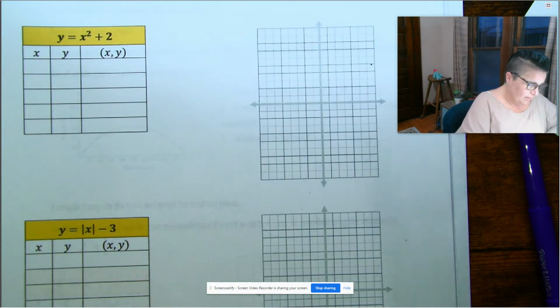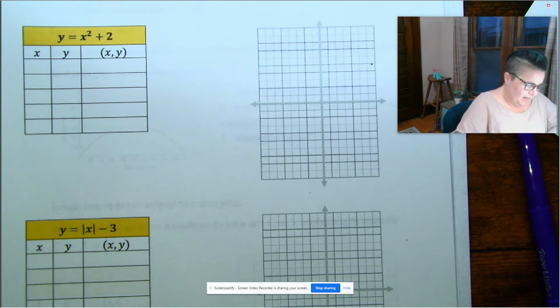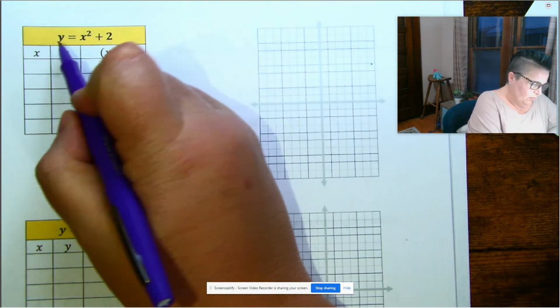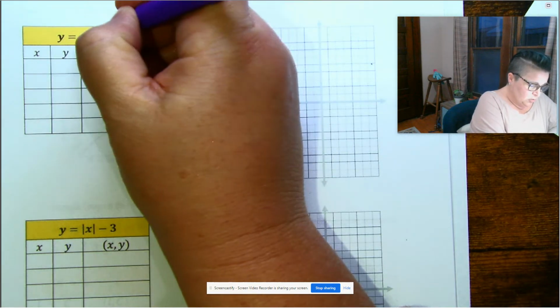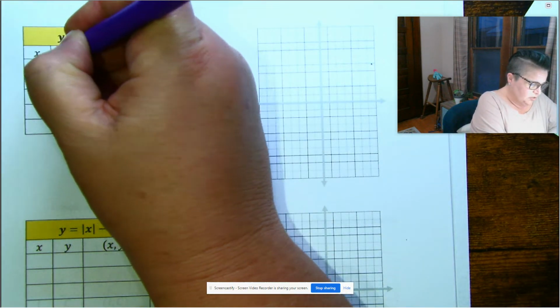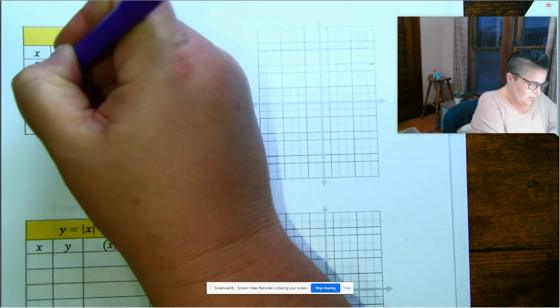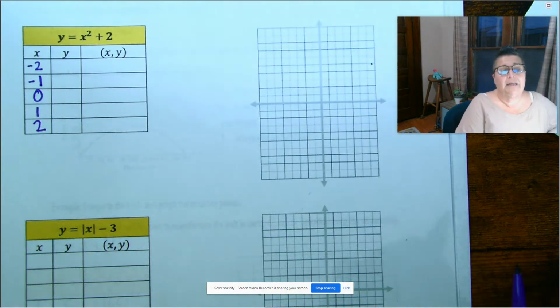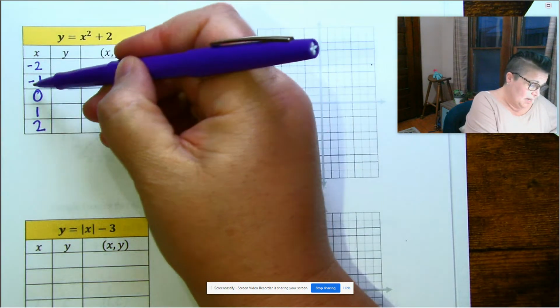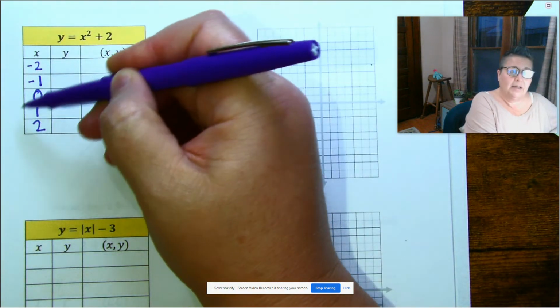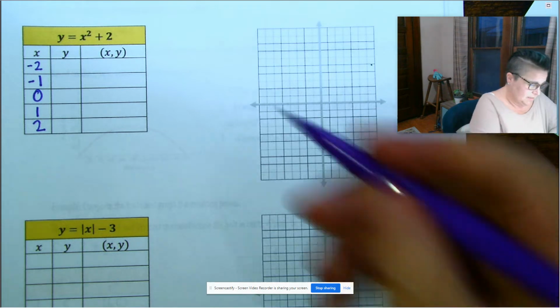Okay, so here I have another table. I have an xy value. I have y is equal to x squared plus 2. I don't have any fractions here, so I'm going to go ahead and choose -2, -1, 0, 1, and 2. Again, without the fractions, I can leave this uncomplicated and just choose -2, -1, always with a 0, 1, and 2. Hitting negatives, 0, and a positive. That's always our big idea here.